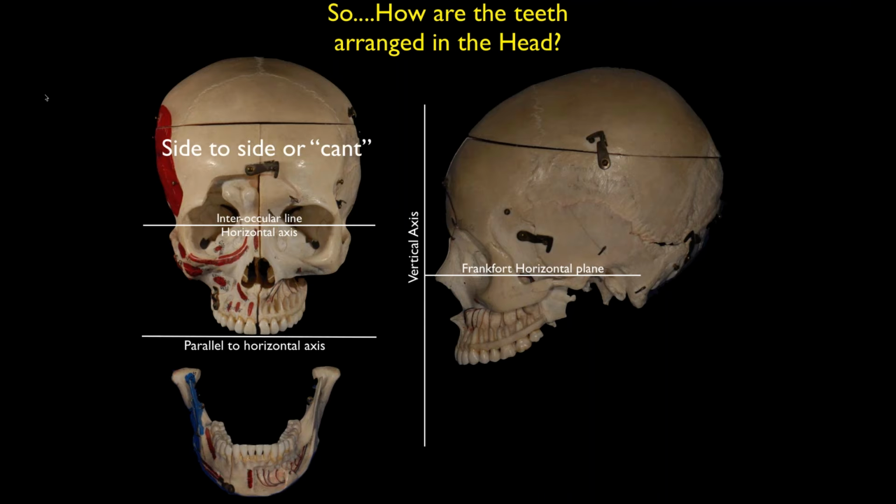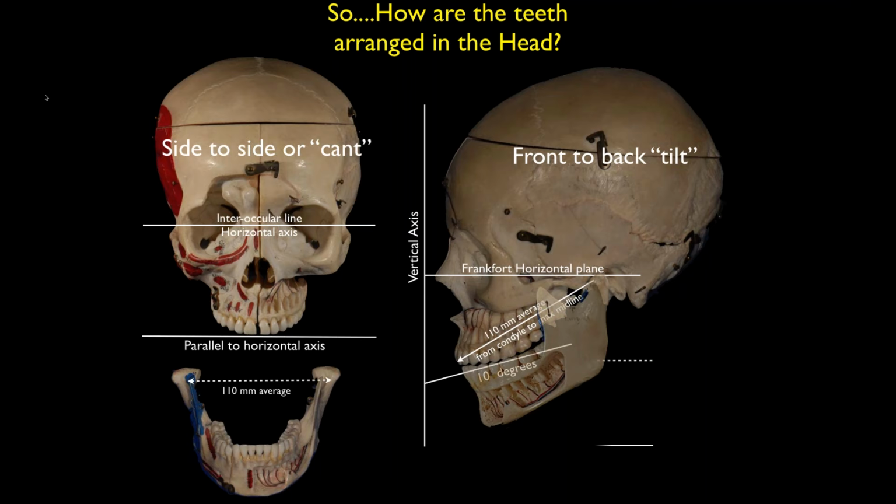The maxilla, typically, these are all averages that come from Bonwill, is at a 10 degree down tilt from the horizontal. And these are all anatomical averages. It should be 110 millimeters from the head of the condyle to the central incisor of the maxilla. And again, interestingly, the intercondylar width is also on average 110 millimeters. Okay, I just found that interesting. But anyway, when we add the mandible in, we find that the occlusal plane at the level of the cuspid or central incisor should pretty much split the distance between the Frankfurt horizontal plane and the bottom of the mandible. And like I said, all these are averages that come from Bonwill.